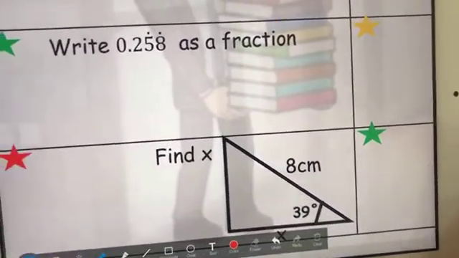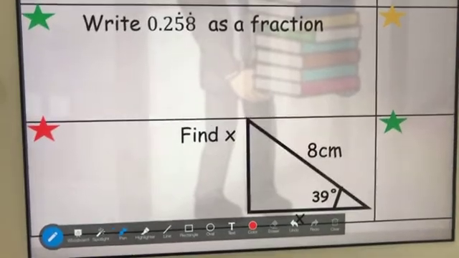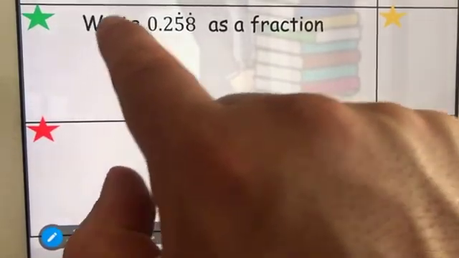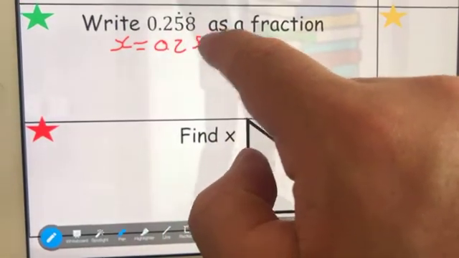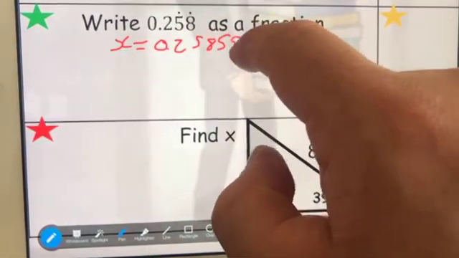0.258 recurring is a fraction. We did this last week. I'm going to write this as an equation. So x equals 0.258 recurring.